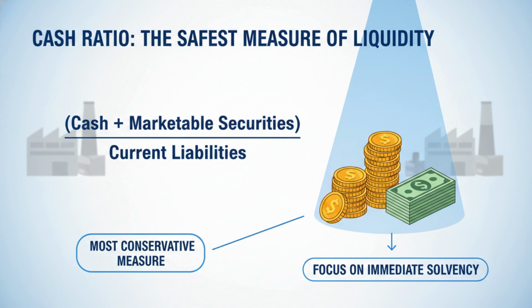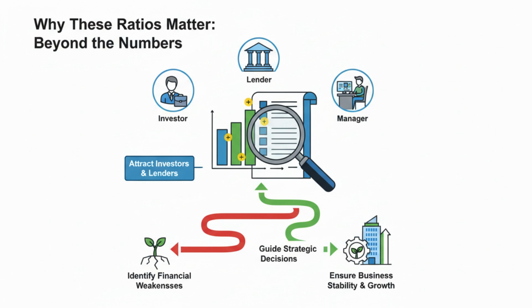While a high cash ratio might seem ideal, it can also suggest that a company is holding too much cash, which could be better utilized for growth or investments. It's an indicator focused purely on immediate solvency. Understanding these ratios goes far beyond mere calculations. It's about gaining critical insights into the very heart of financial health.